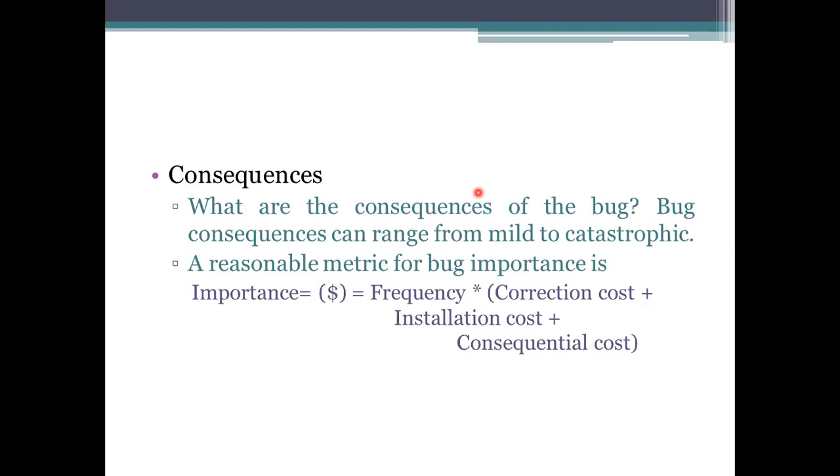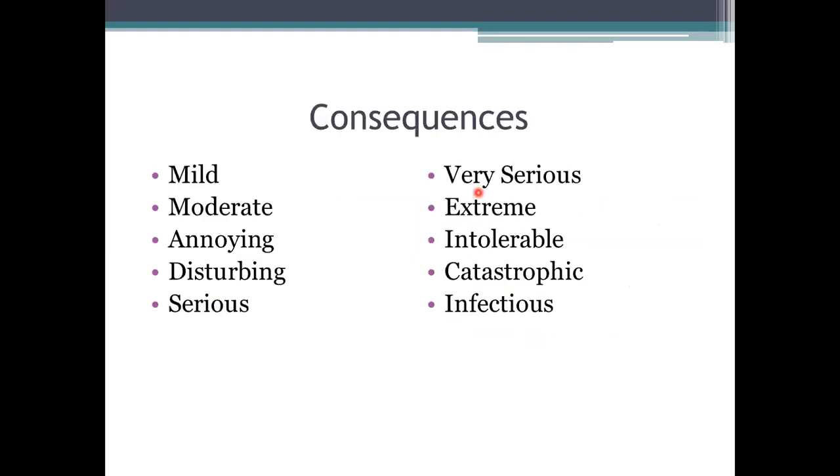Installation cost means how many times you try to fix that bug. That is one bug only. To fix that one bug, how many times it has been checked has to be specified in the installation cost. What are the consequences here? The consequences will be from mild to catastrophic. The last one is the infectious one, which would be a dangerous representation.